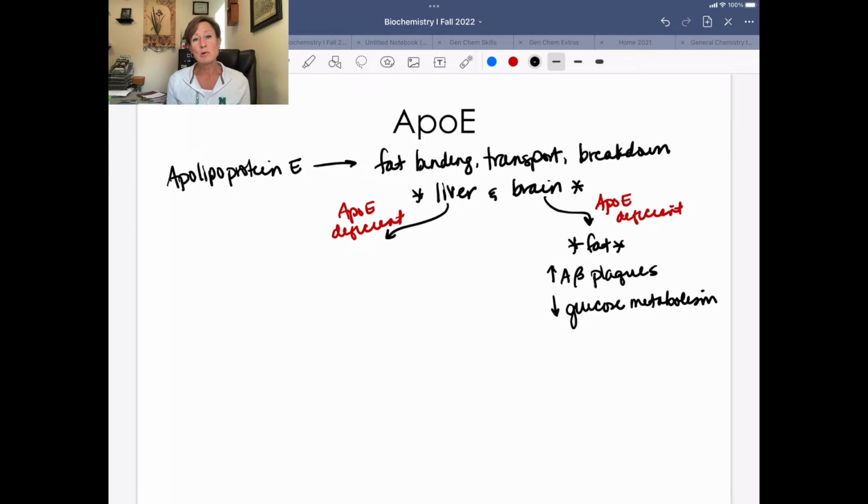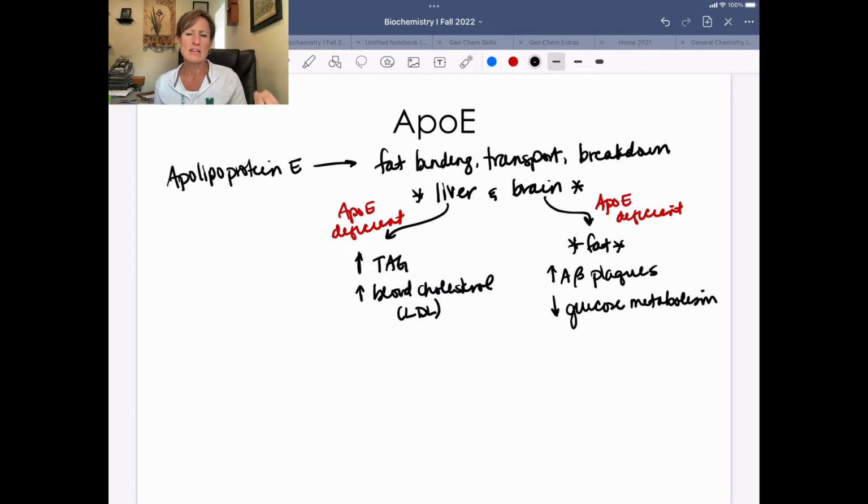Now, thinking about the impacts in the liver if you are ApoE deficient, that's where we're going to see increased amounts of triglycerides, and ultimately an increased level of circulating blood cholesterol, specifically cholesterol as LDL. So all of these are problematic from having deficient or not as well functioning ApoE. You're going to have increased plaques in your brain, and increased circulating triglycerides and potentially LDL cholesterol. We'll talk more about cholesterol a little later. Those can all be problematic if they're coupled with inflammation, which we'll get to in just a little while.